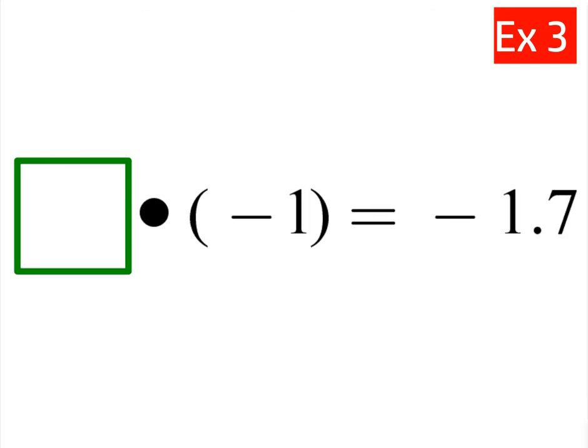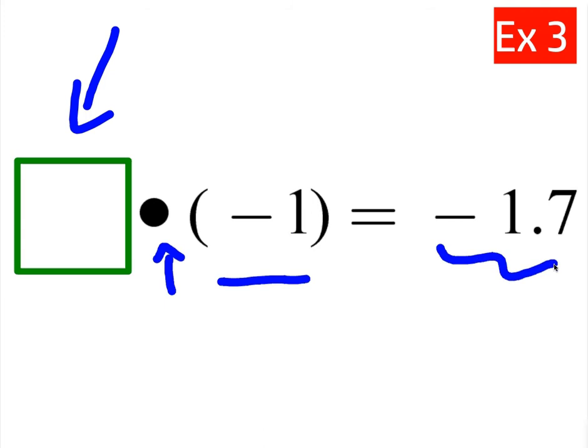And sometimes you can put it in parentheses, and if you put it in parentheses, you don't really need the multiplication sign. But anyways, if I take a number and multiply by -1 and get -1.7, what do you think the original number was? Original number must have been positive 1.7, right? Because we multiplied by -1 and we got -1.7.